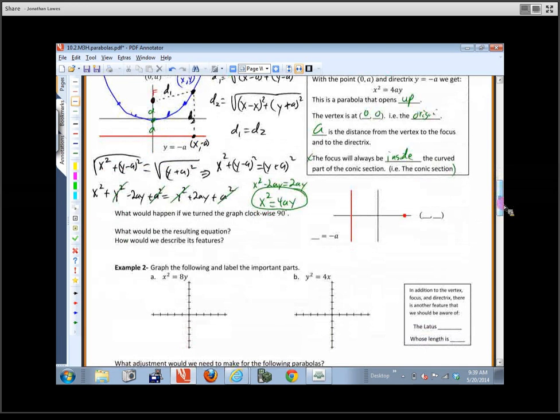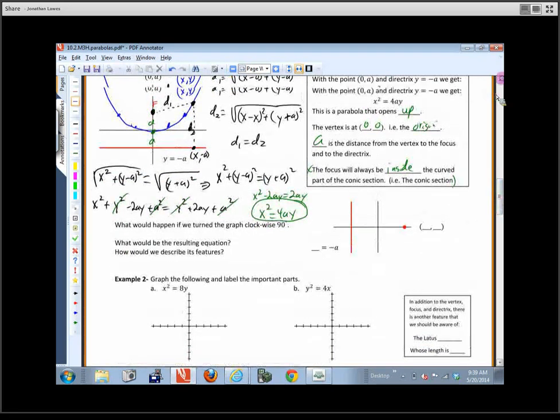Yeah. Would you do the same thing like with an ellipse with two focuses? Mm-hmm. Yep, exactly. Yep, and guess how many foci a circle has? Just one, and guess where it is? Right at the center. Okay. All right. Any questions there?